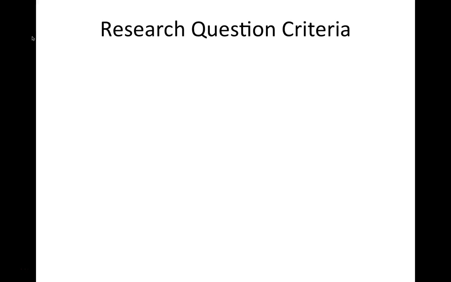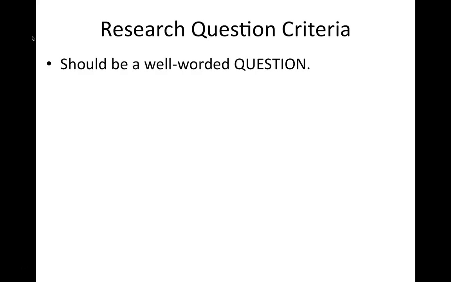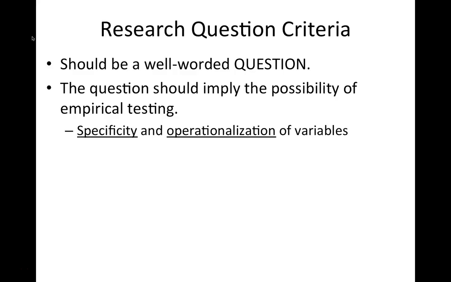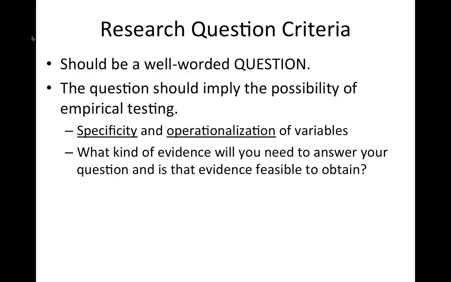This is straight from the 510 lecture, but some research question criteria. Obviously, it should be a question. The question should imply the possibility of actually empirically testing that question and coming up with an answer. Really key things are being specific about your variables and giving your reader a sense of the operationalization of those variables. I know many of you are covering operationalization of variables in 831. So hopefully this makes some sense to you in thinking about what I mean by operationalization.